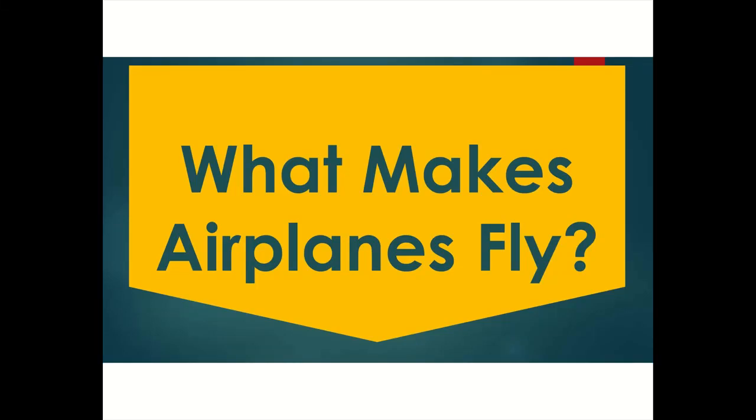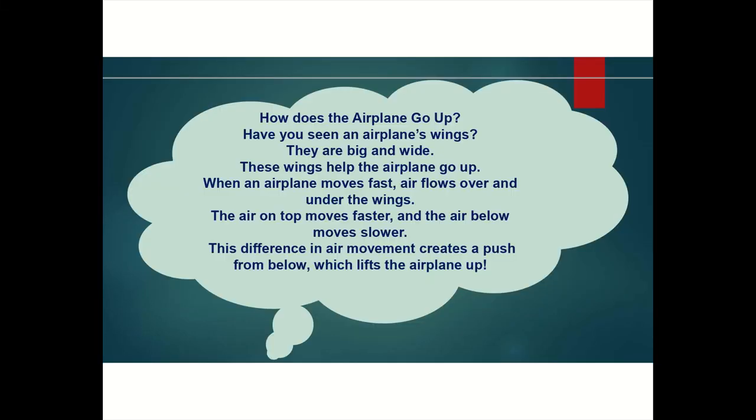What makes airplanes fly? How does the airplane go up? Have you seen an airplane's wings? They are big and wide. These wings help the airplane go up. When an airplane moves fast, air flows over and under the wings. The air on top moves faster, and the air below moves slower. This difference in air movement creates a push from below, which lifts the airplane up.